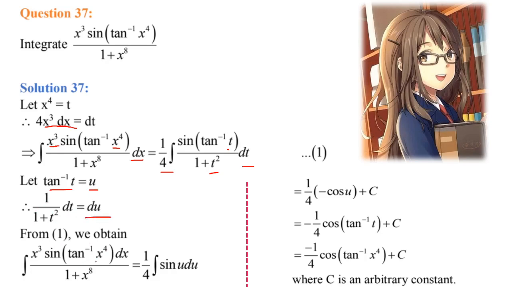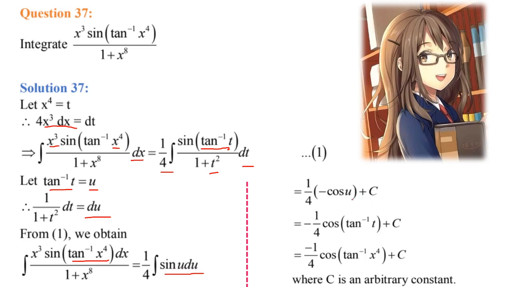So we can put the value of this thing in terms of u. So we are getting 1 by 4 sine u du. Right? Because this entire thing is what? Tan inverse t. Tan inverse t is u. So this thing will become u. Right? Sine u. And dt upon 1 plus t square is du. So we have written sine u du. Now take the integration of 1 by 4 sine u, what is the integral? Minus cos u plus c.